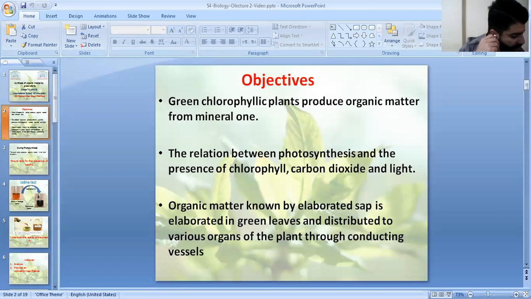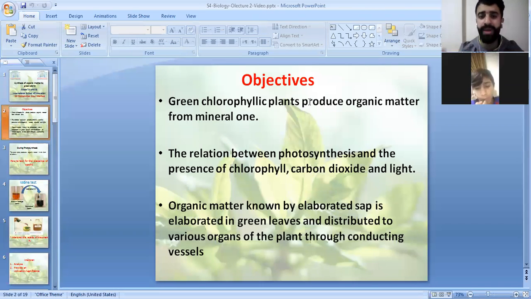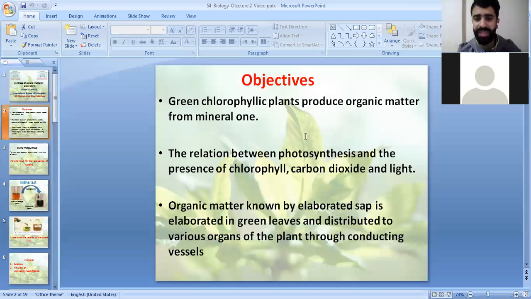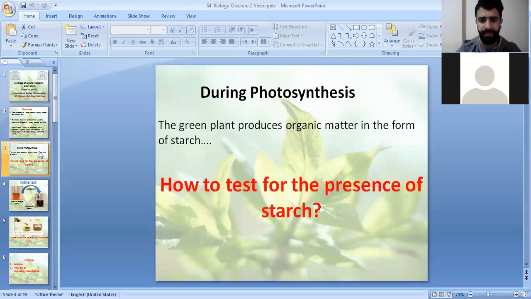So the objectives in this presentation are to identify that green chlorophyll plants produce their organic matter from mineral matter. We have to study the relation between photosynthesis and the presence of chlorophyll, carbon dioxide, and light. We have to study how the organic matter, known as elaborated sap, is elaborated in leaves and distributed to various organs of the plant through conducting vessels. So let's start step by step.